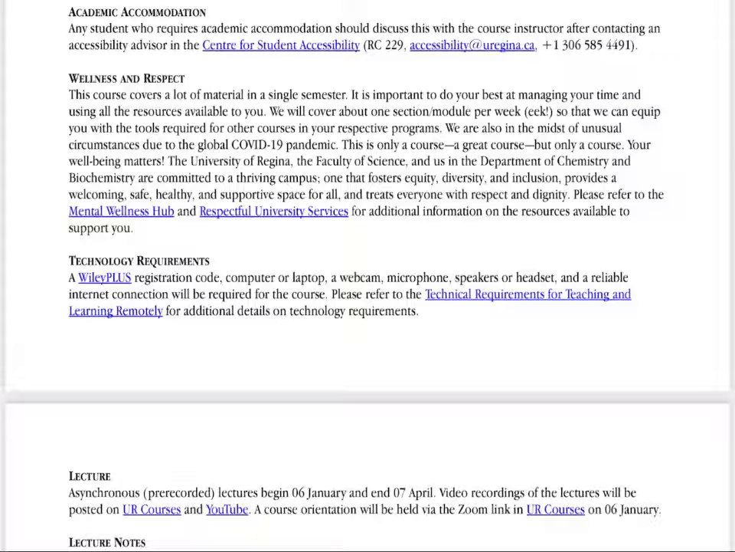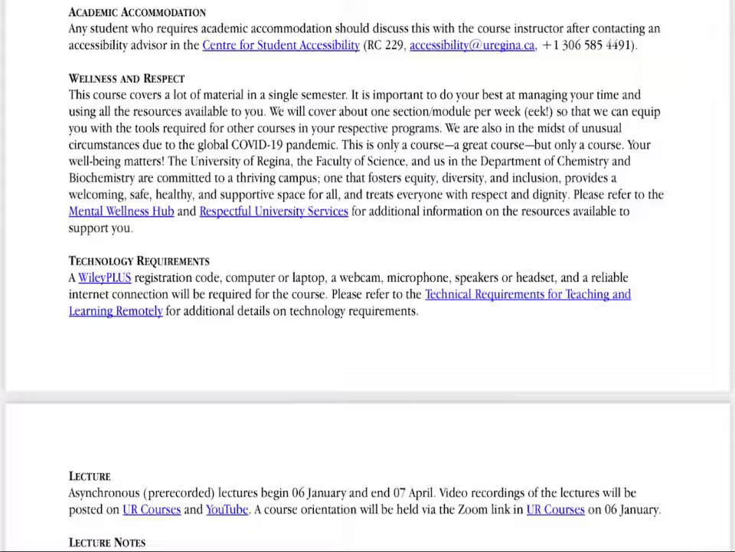Wellness and respect. This course covers a lot of material in a single semester. It is important to do your best at managing your time and using all the resources available to you. We will cover about one section module per week so that we can equip you with the tools required for other courses in your respective programs. We are also in the midst of unusual circumstances due to the global COVID-19 pandemic. This is only a course, a great course, but only a course.